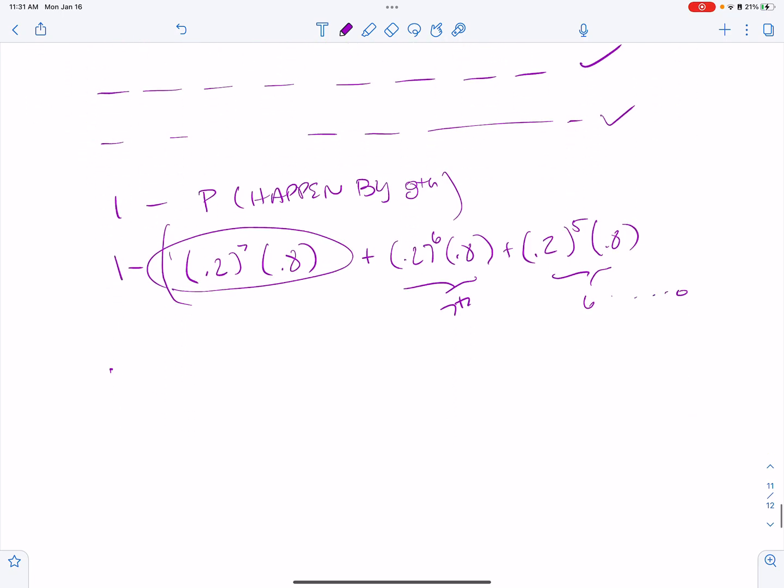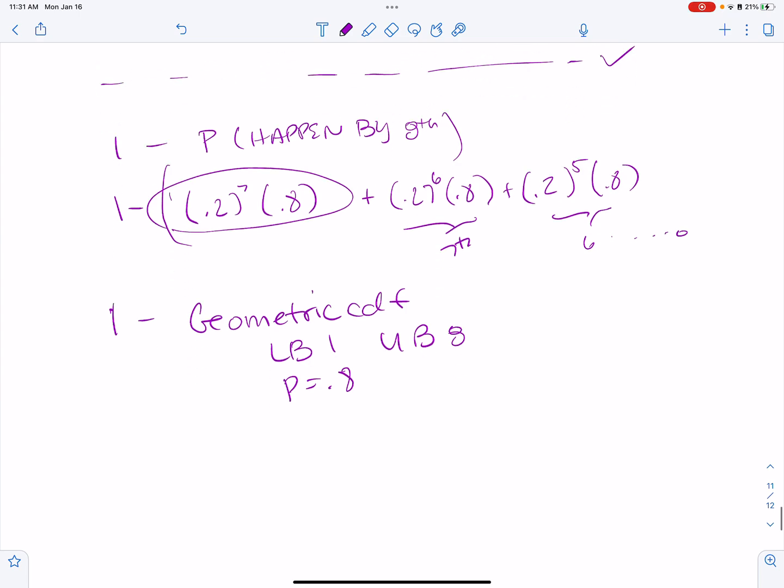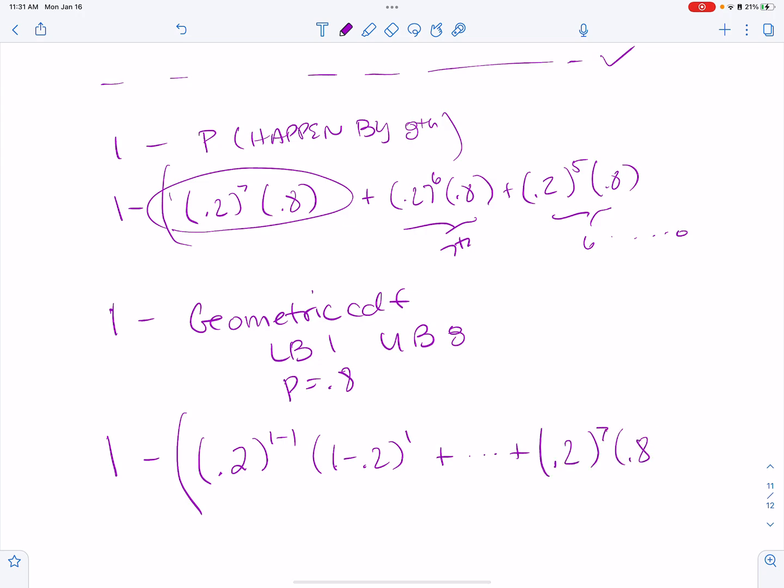But that's going to be 1 minus an easy geometric CDF, and you'll have your lower bound at 1, your upper bound at 8, and your probability at 0.8, and that's going to get you your answer. Of course, if you were doing this out, it's going to say, okay, from 0.8, or the probability of not making, which is 0.2 to the 1 minus 1 times 0.8 to the 1, plus ... plus 0.2 to the 7th and 0.8 to the 1.